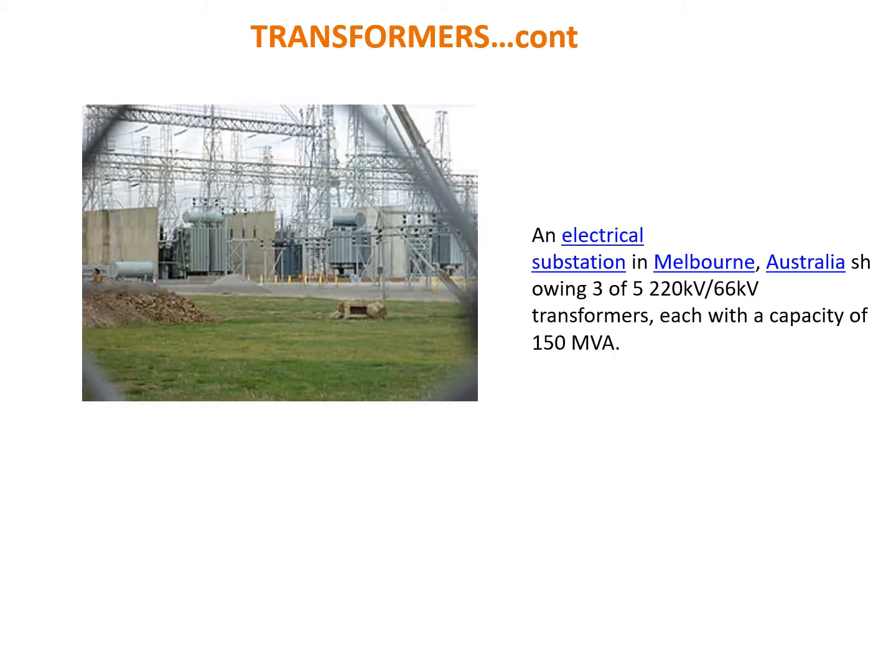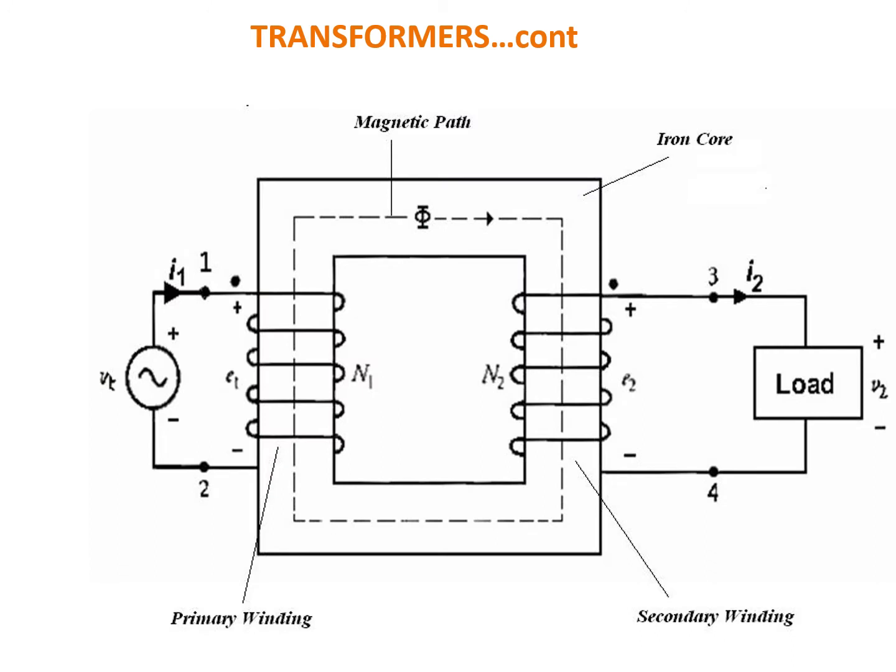This is the other type, a transformer in an electrical substation somewhere in Australia. This is the electrical transformer diagram. You have the primary and secondary. Usually the primary will be labeled with N1, I1, V1, and the secondary winding will be labeled with N2, V2, I2. So these are the parts of the transformer.